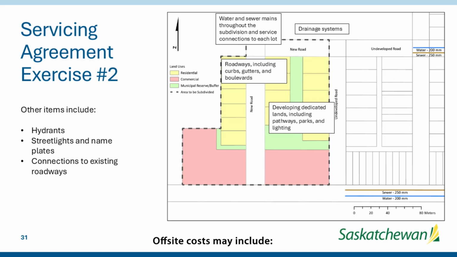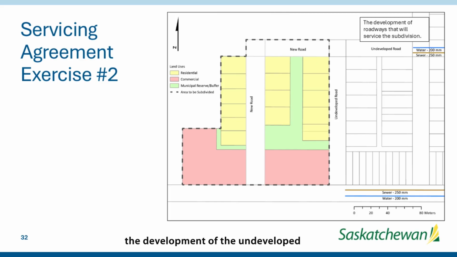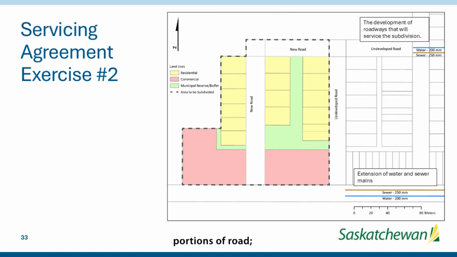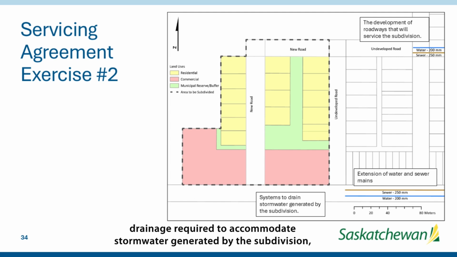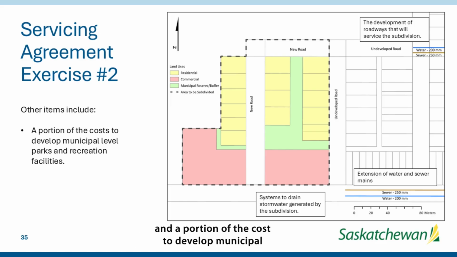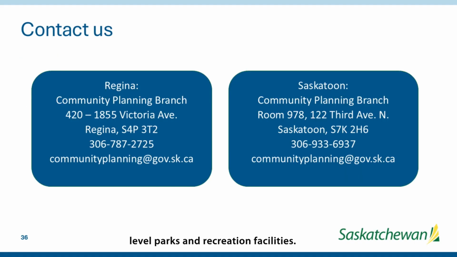Off-site costs may include the development of the undeveloped portions of road, the extension of water and sewer mains to service the subdivision, drainage required to accommodate stormwater generated by the subdivision, such as drainage ditches, swales, or stormwater mains, and a portion of the cost to develop municipal-level parks and recreation facilities. This concludes the first webinar in this series.